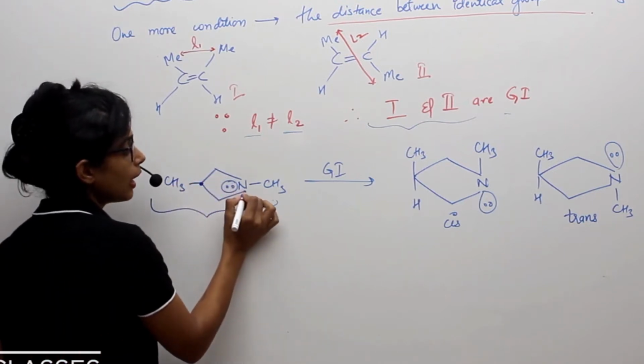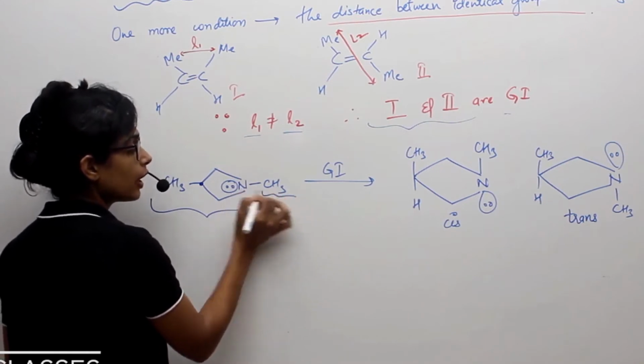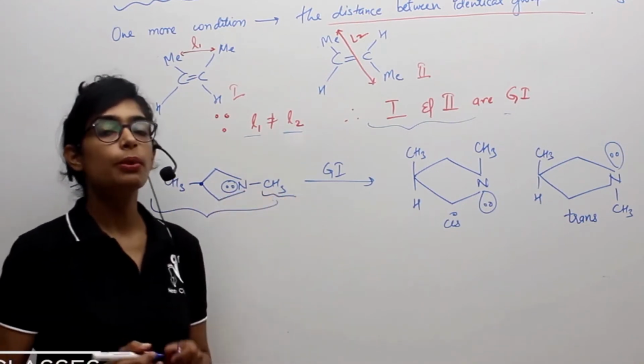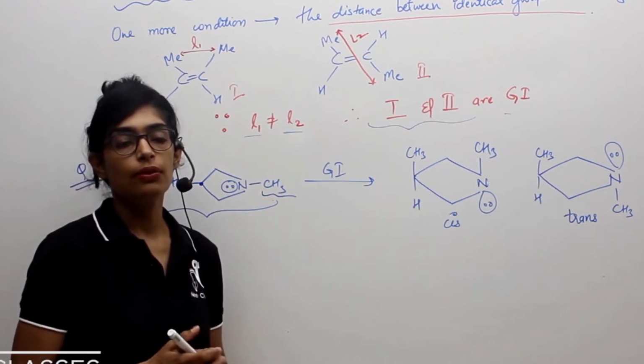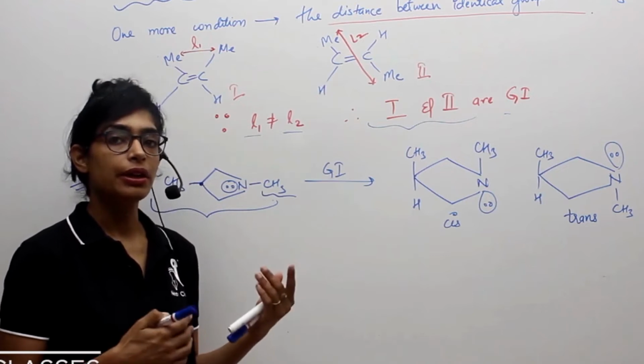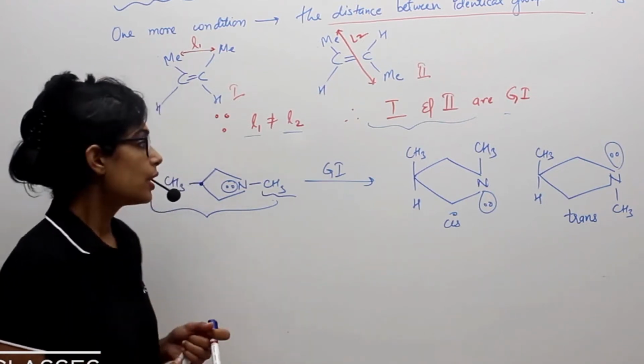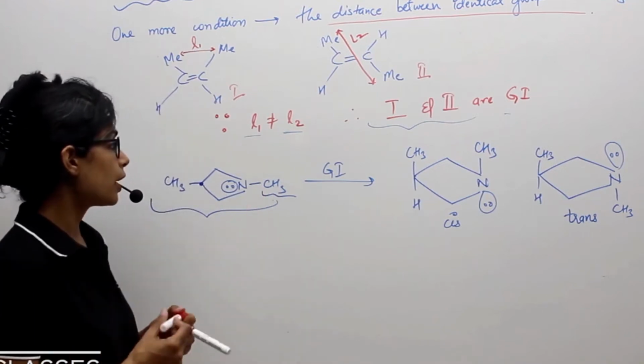Here the other atom which has two different di substitutions is nitrogen. One is CH3 over here and another is lone pair. So even lone pair will be treated as a functional group or a different group, and we'll be taking it into the consideration for finding out the GI. Okay, so now let's see whether it will show GI or not.